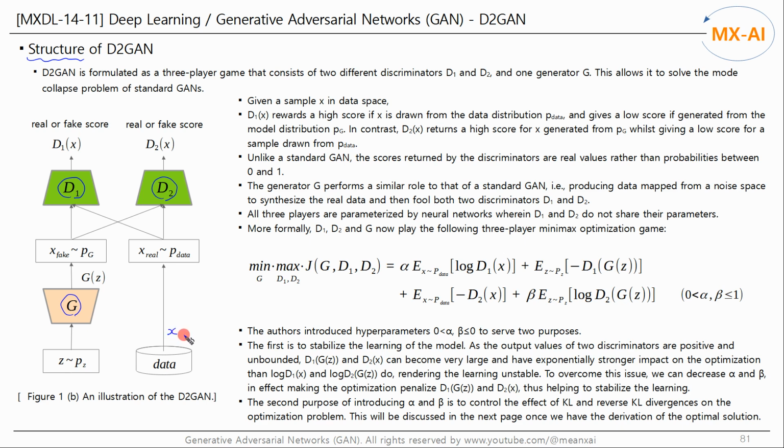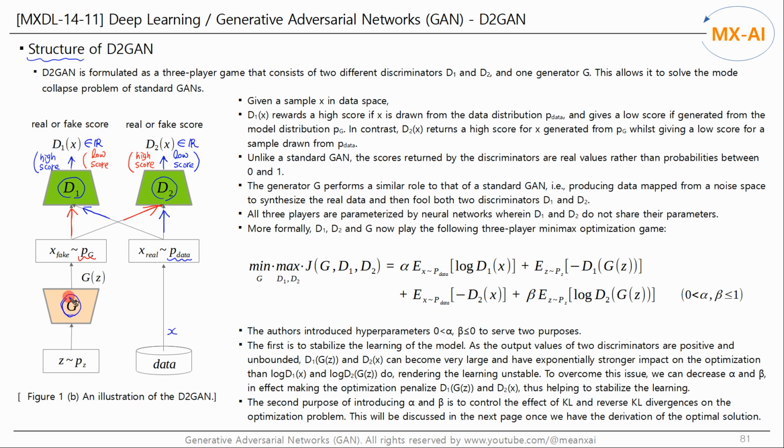Given a sample X in data space, D1 of X rewards a high score if X is drawn from the data distribution P data, and gives a low score if generated from the model distribution PG. In contrast, D2 of X returns a high score for X generated from PG, whilst giving a low score for a sample drawn from P data. Unlike a standard GAN, the scores returned by the discriminators are real values rather than probabilities between 0 and 1.